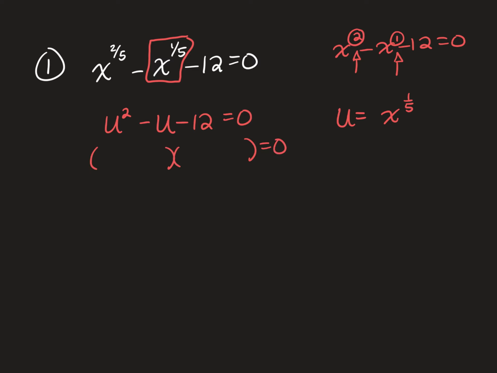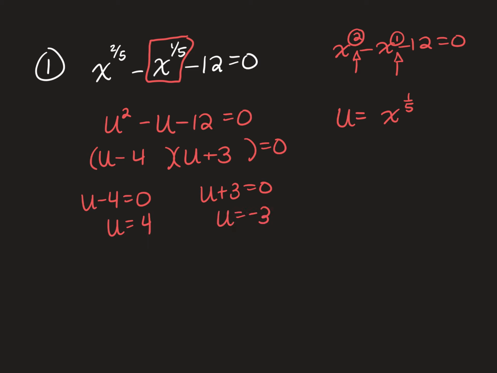Now, I'm not going to spend a lot of time factoring here. I believe you should be able to do this at this point without too much trouble. Set it up so you have u minus 4 equal to 0, u plus 3 equal to 0, and solve for u. So we get 2 values for u. Now, what do you do with that? Well, we have to go back up to what we originally replaced u with, right? So u is actually x to the 1/5.